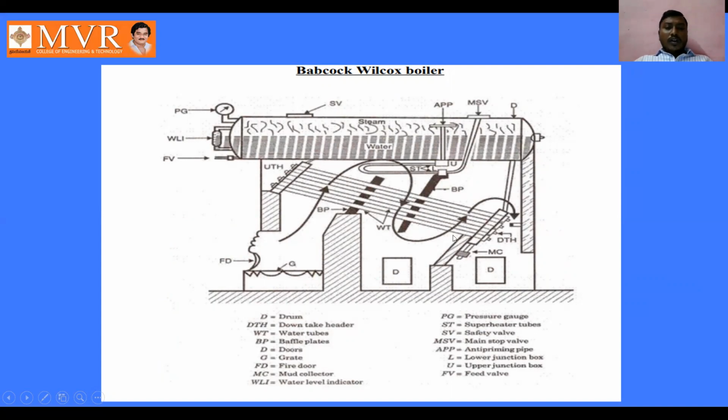These hot gases are circulated among the water tubes in a zigzag way, and at last they are dispersed into the atmosphere. Due to these hot gases, the water in the tubes is heated and converted into steam.